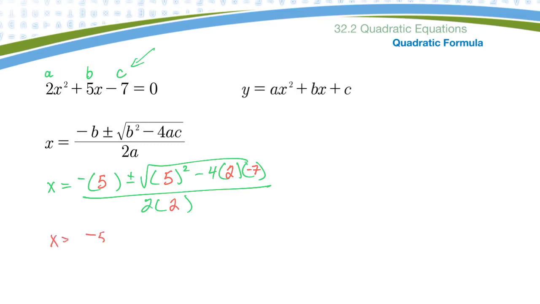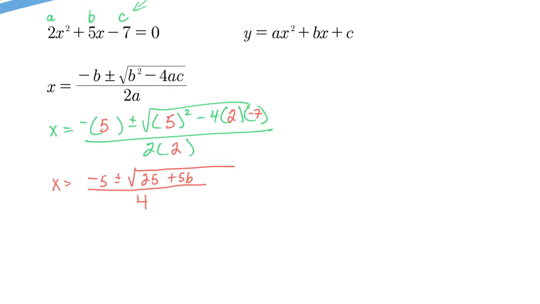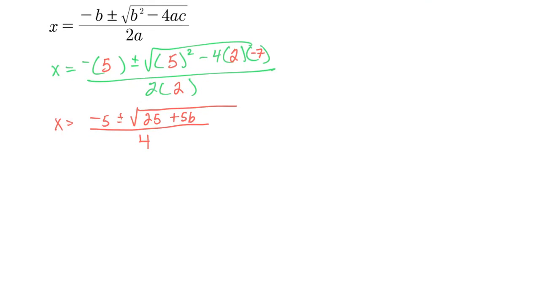So now I'll have minus 5 plus or minus the square root of 25, and then minus 4 times 2 is 8, times a negative 7 would be a positive 56. Positive 56, all over 4. Okay, feeling fairly good there. So x is equal to minus 5 plus or minus the square root of, I think that's 81. Nice. So if that's 81, I can simplify that further because the square root of 81 is just 9, over 4.